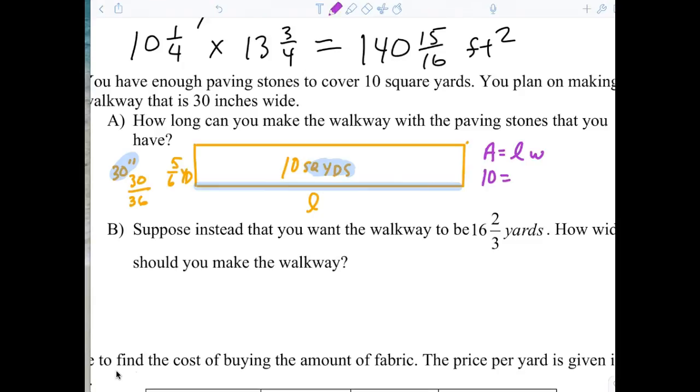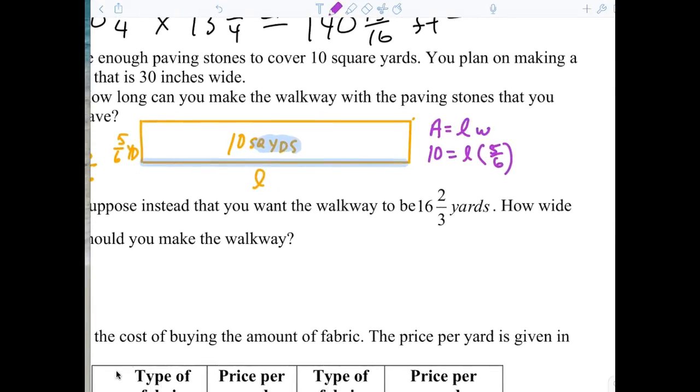Do we know what the length is? No, that's what we're looking for, so you leave it L. What's the width? It is 5/6. Very good. Now, do you remember how to solve fractions? What did I tell you to do? Multiply by the reciprocal. Very good. So I'm going to multiply by 6/5, which will cancel this out.